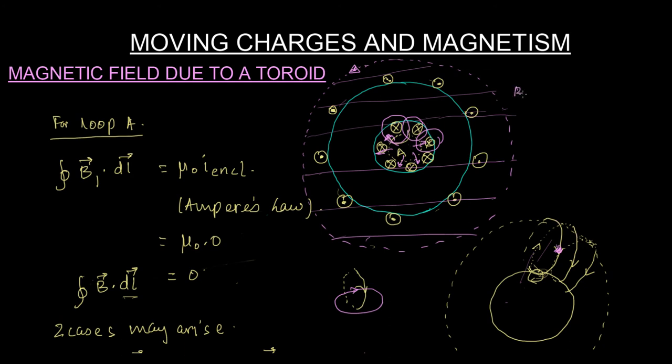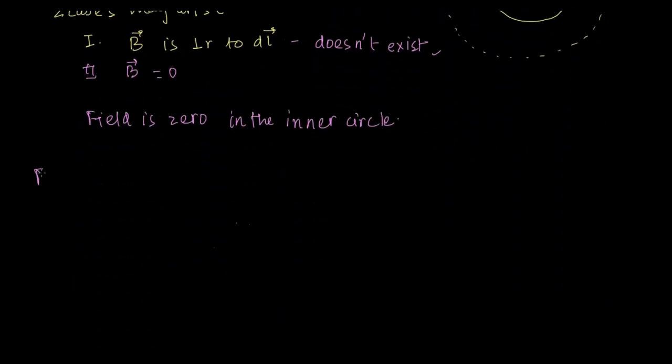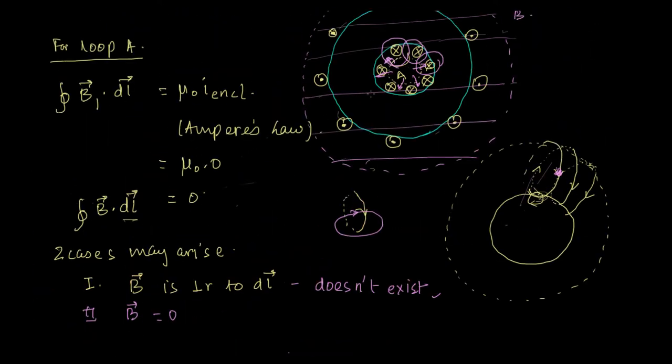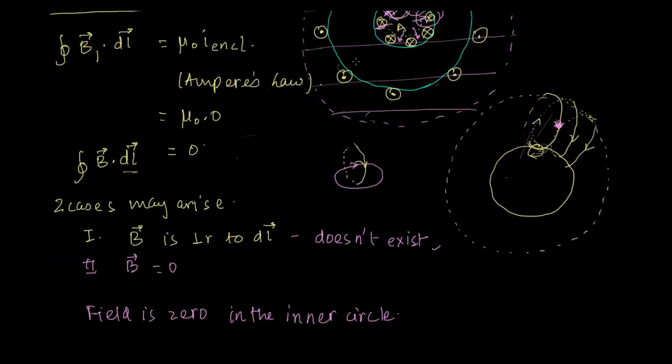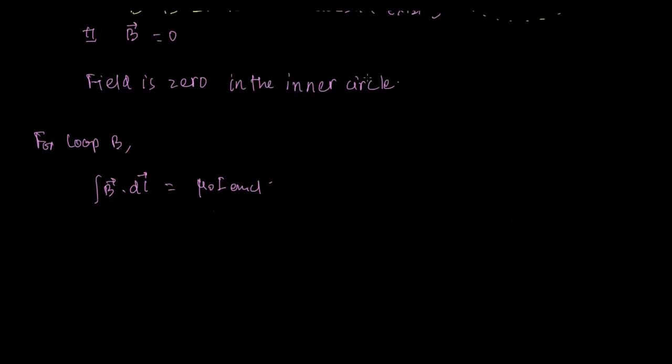So this is, say, loop B. For loop B, this has nothing to do with the magnetic field B, right? So for loop B, B dot dl is equal to mu naught into I enclosed. Now if you see, there will be as many currents coming out as will be going in, correct? The current that comes out we are taking as positive, so the currents which are going in will have to be taken as negative.